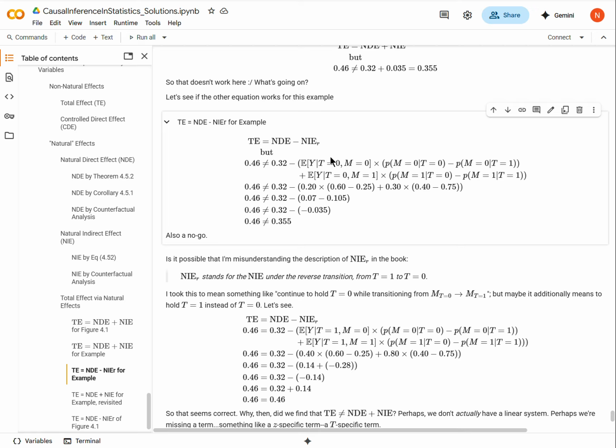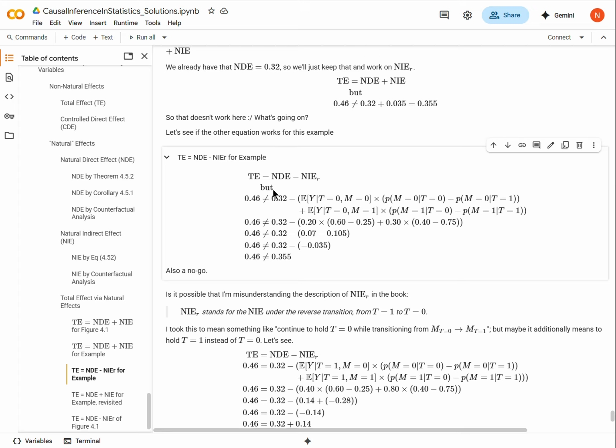So all I've done is I've taken the NIE expression that's given to us in the book, and then flipped the effects of m, or the order of m. Now when we do that, it doesn't work. Okay, it doesn't work. So this was flummoxing.